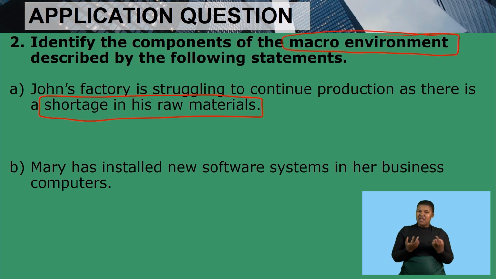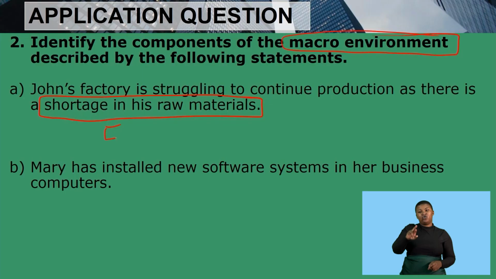Raw materials, and of course raw materials are gained or produced in the natural environment. And the natural environment is, of course, part of our environmental environment. So our answer here will be environmental environment. Right, so that is our first component.